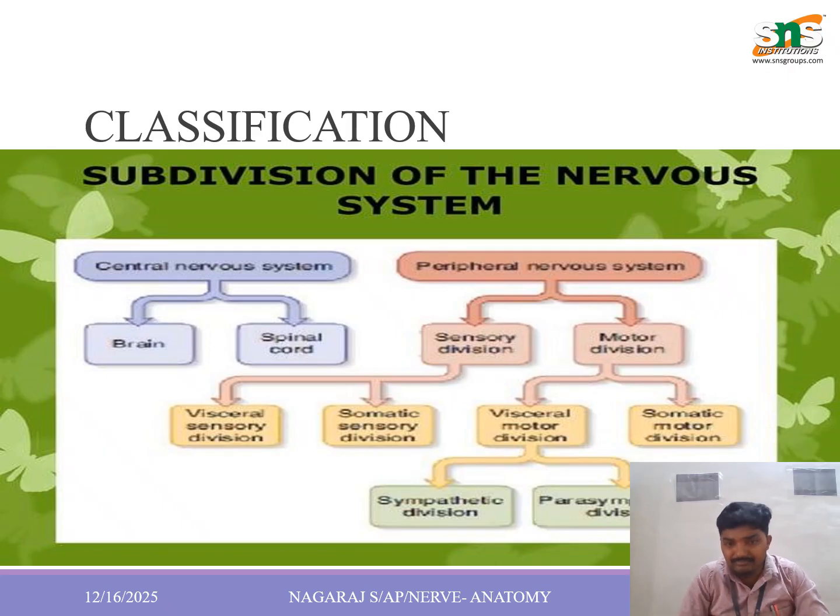Visceral means the organs, the organ functioning that the nervous system acts on in the body. Sensory means the input pathway responsible for the entire body. That is the somatic. Then the visceral motor division is divided into two types: the sympathetic division and the parasympathetic division. These are the classification of the nervous system.